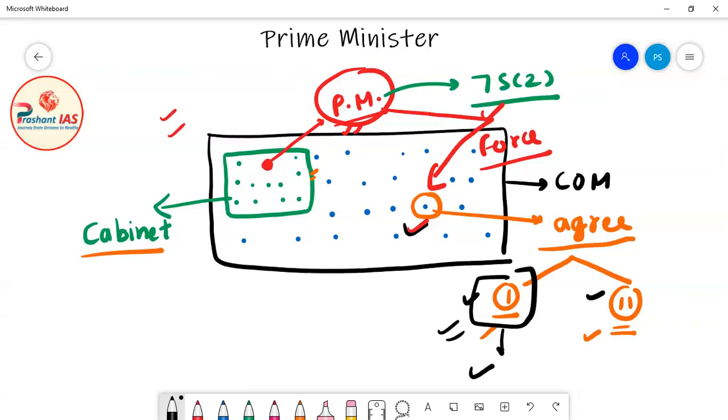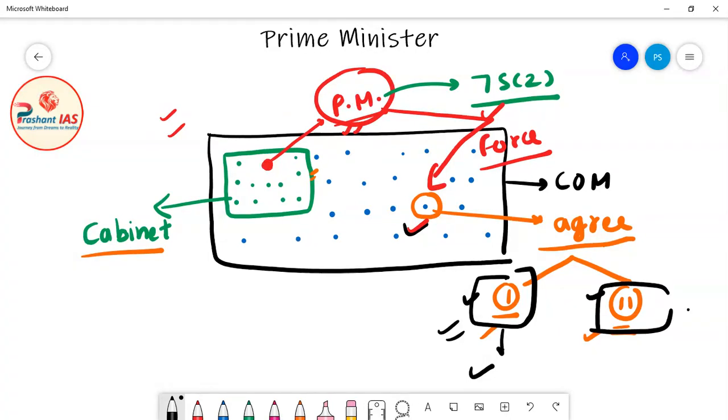So now what will happen? Now the Council of Ministers can be held responsible towards Lok Sabha collectively for that decision. Now what is the second option? If he will resign or the Prime Minister will remove him.